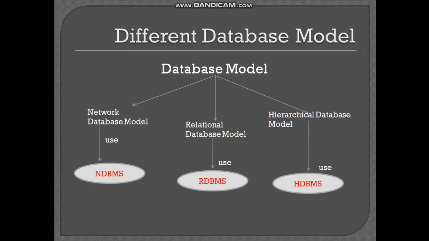Now the relational database model is the database where we can store the data in the form of tables. There are numbers of tables and all the tables are related to each other with some relations. For creating these database models, we require different software. The software used for the network database model is termed NDBMS, for the hierarchical database model HDBMS, and for the relational database model RDBMS, meaning relational database management system. So we will go into details about RDBMS.